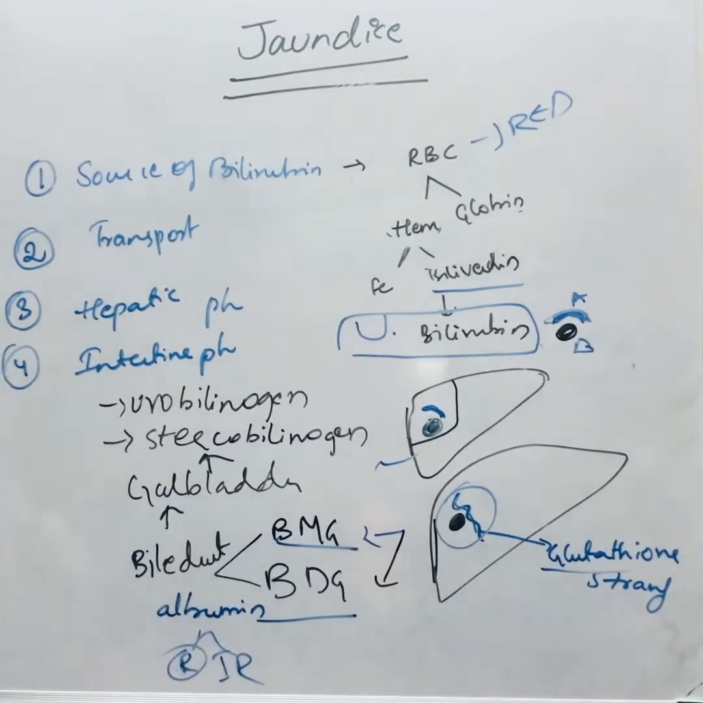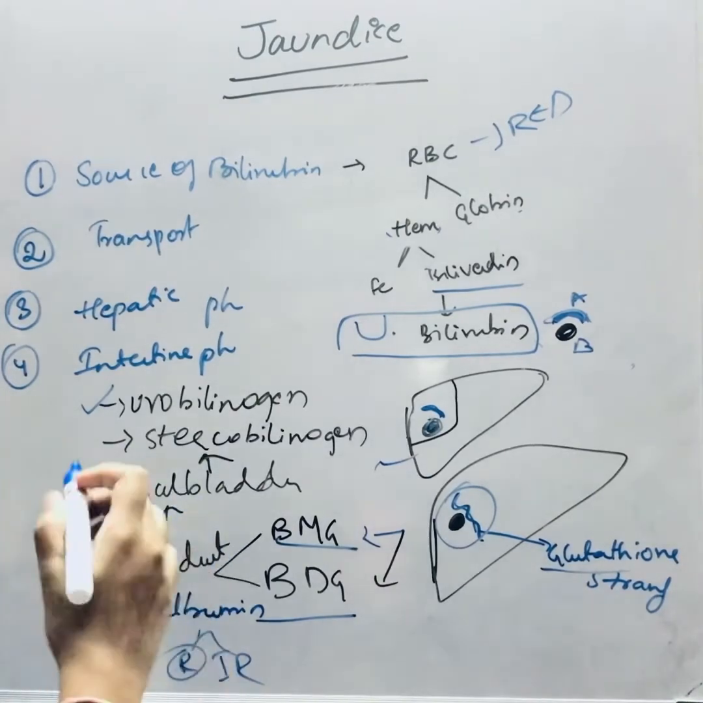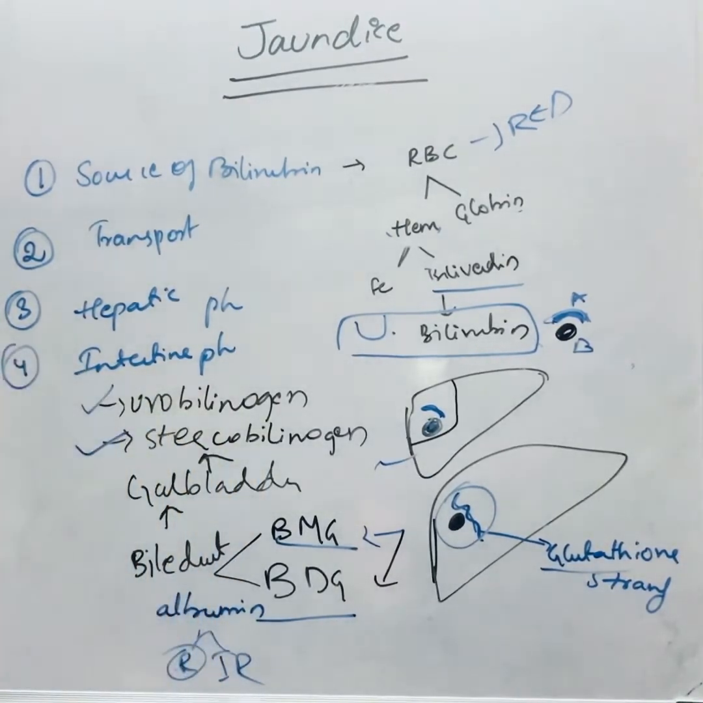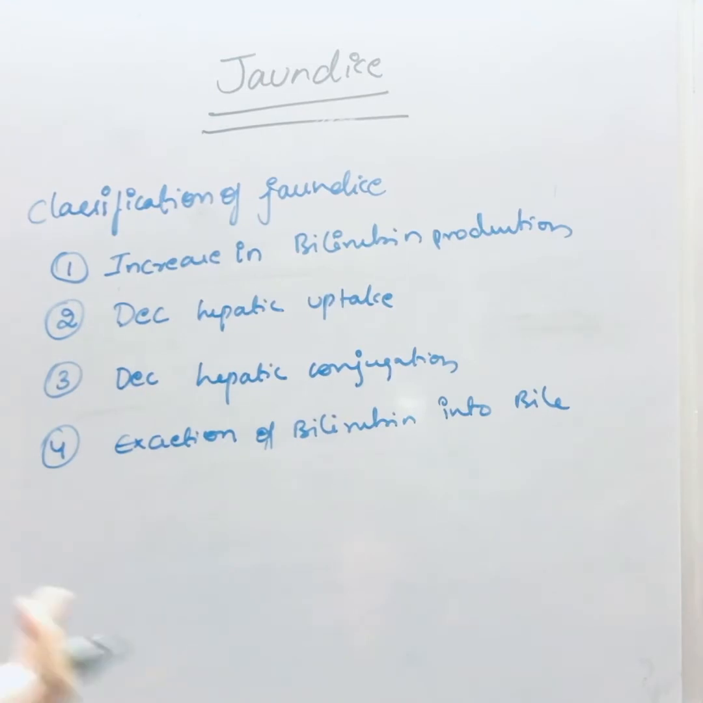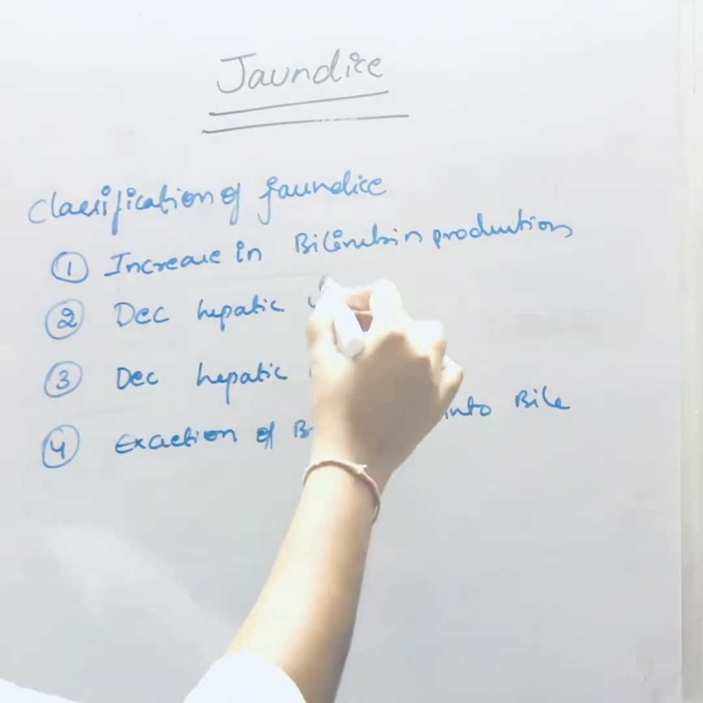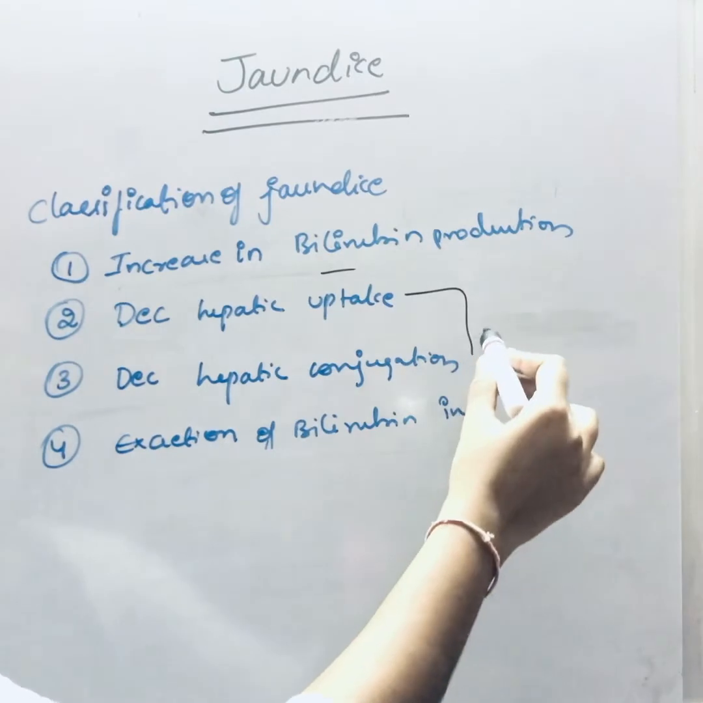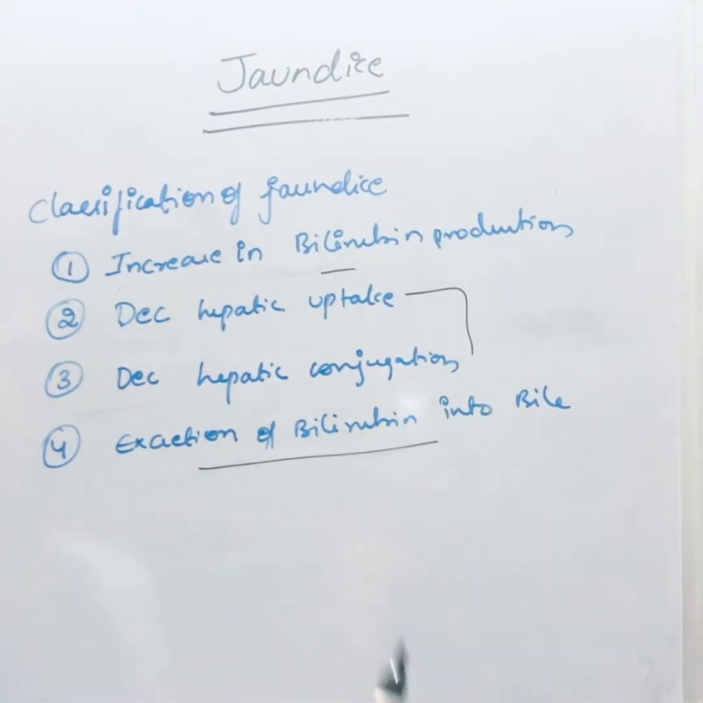If it is excreted through urine, it is called urobilinogen. If it is excreted through stool, then it is called stercobilinogen. Okay, now we will study the classification of jaundice. First is the increase in bilirubin production, then decrease in hepatic uptake, decrease in hepatic conjugation, and the excretion of bilirubin into the bile is also decreased. Before this classification, they used to consider increase in bilirubin production as prehepatic, the middle two as hepatic, and the last one as a post-hepatic form.